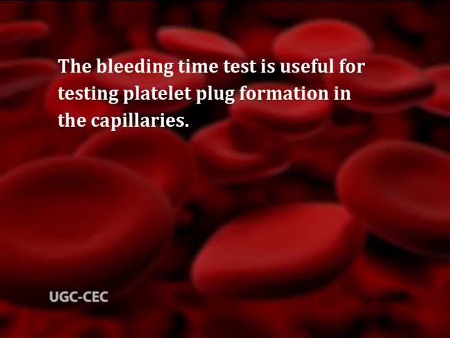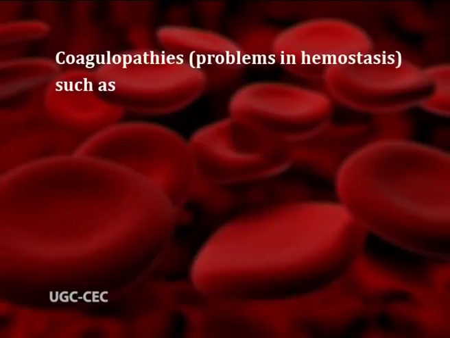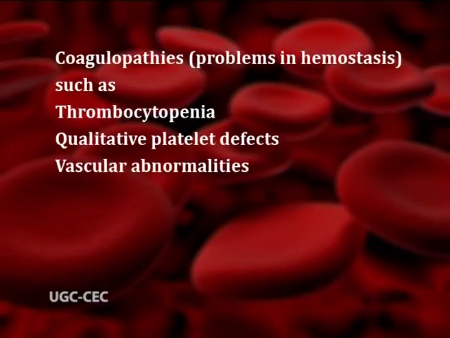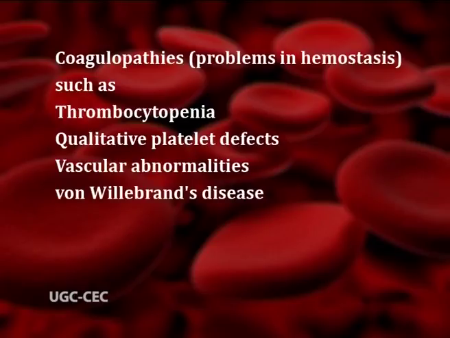The bleeding time test is useful for testing platelet plug formation in the capillaries. It is generally used in conjunction with other coagulation tests such as the prothrombin time, activated partial thromboplastin time, platelet count, fibrinogen and fibrin degradation products to aid in the diagnosis of patients suspected of having a bleeding disorder. Coagulopathies such as thrombocytopenia, qualitative platelet defects, vascular abnormalities and von Willebrand's disease may be diagnosed with coagulation tests.